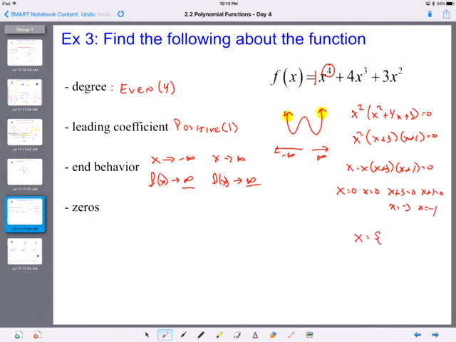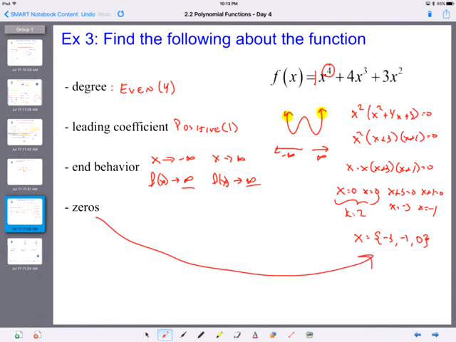One of them has a multiplicity of 2. And so your solutions are x equals -3, x equals -1, and 0. You only write the 0 once when you're doing that. And so those are your solutions, or your zeros of the graph.